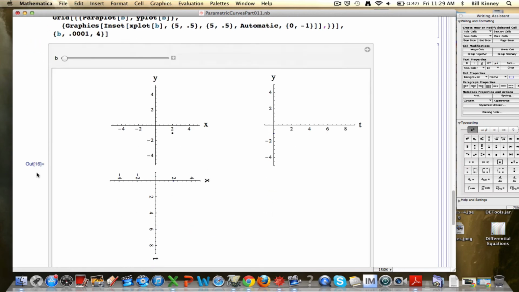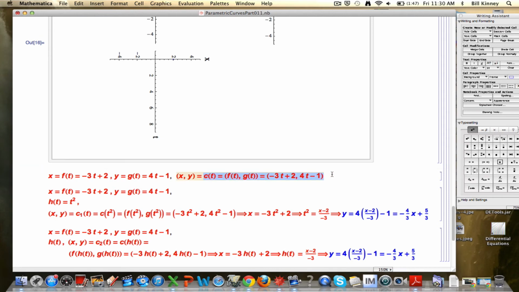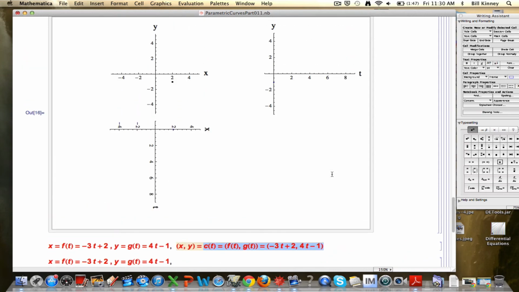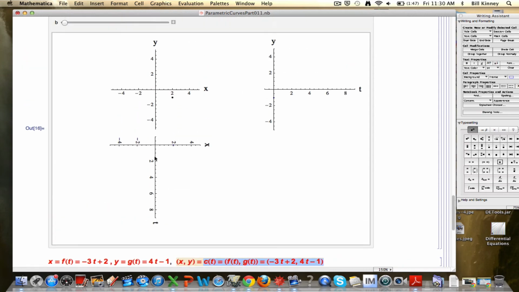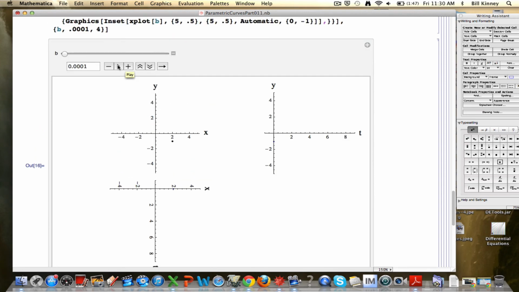Really, I'm plotting c of 2t. I'm replacing the t's with 2t's here. It's still going to be linear. X and y will still be linear functions. These graphs in the upper right and the lower left are still going to be straight lines. What's going to happen? Look at that. It seems to be going too far.